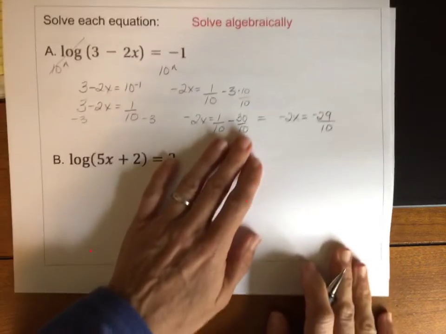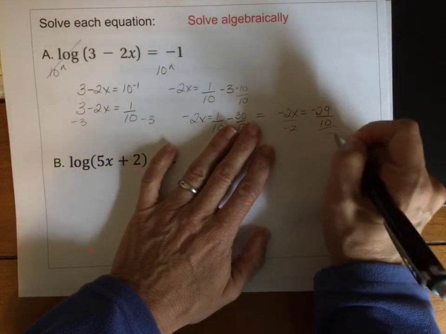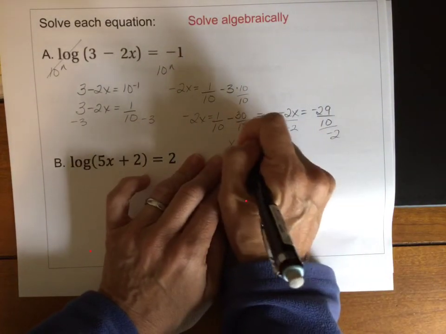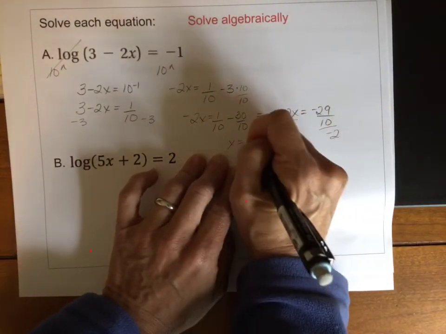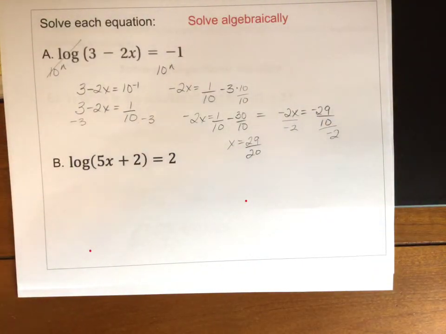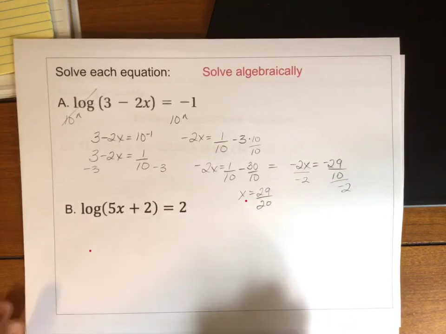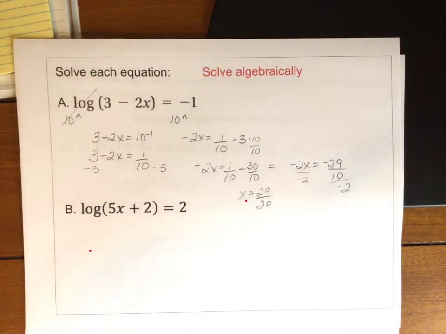And now if I divide both sides by negative 2, I'm going to get x equals a positive 29/20th. And I don't think that can be simplified. You may want to have used the decimals, but I got x equals 29/20th. So here's the full problem. If you want to pause and make sure you get that in your notes.